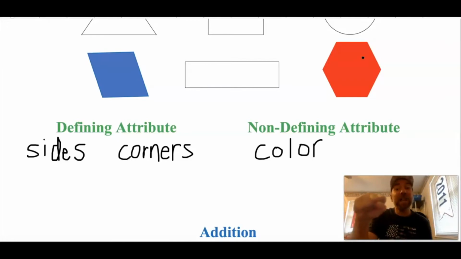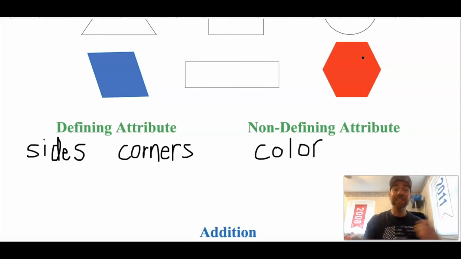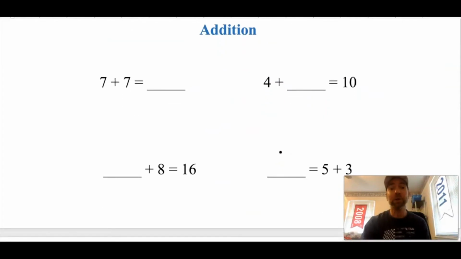But if I had a shape in my hand that had 3 sides and 3 corners, Mason knows it's a triangle. So that's the difference between defining attributes and non-defining attributes. All right, and we also learned some addition. So we learned some doubles facts.